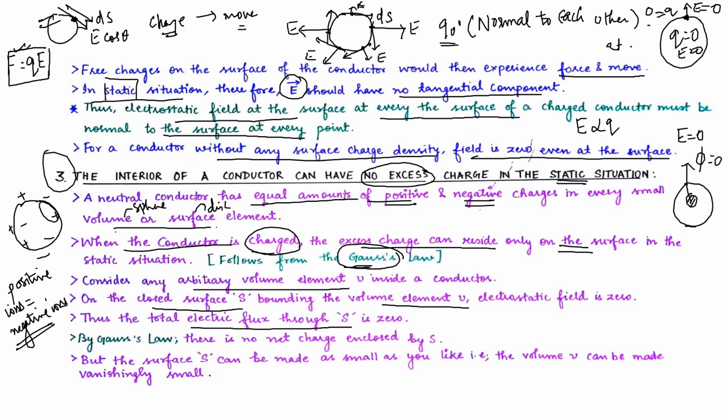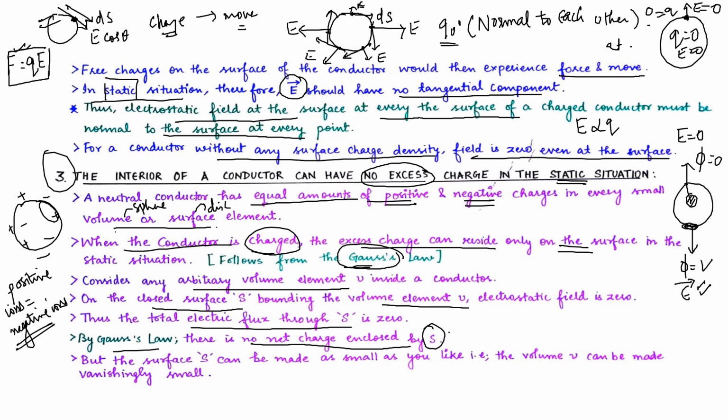But when we talk about this surface, and this surface is very small, extremely small, but still it will have some value of xi. Why? Because this surface has an electric field component. Electric field at the surface is not 0. By Gauss's law, there is no net charge enclosed by S.